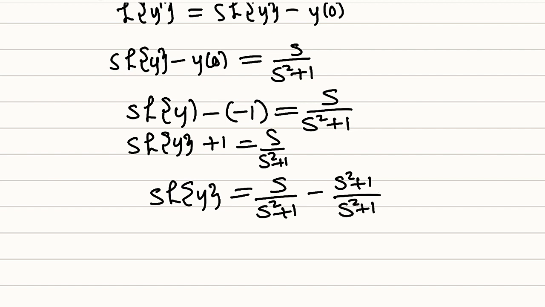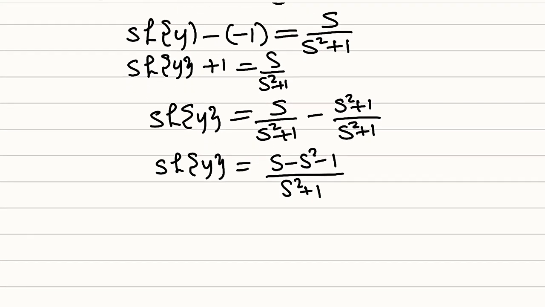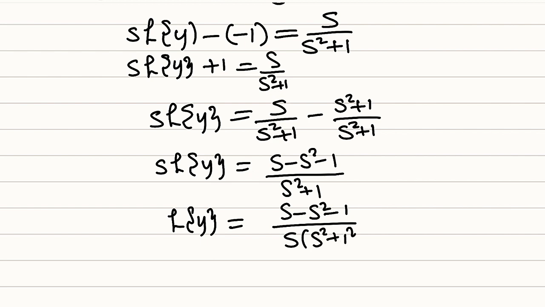Now we are free to simplify the numerator. To the left, we have s multiplied by the Laplace transform of y. This is equal to s minus s squared minus 1, because this minus will affect every term here, divided by the common denominator s squared plus 1. We need only the Laplace transform of y to the left, so we can divide both sides by s. The Laplace transform of y will now be equal to s minus s squared minus 1 divided by s multiplied by s squared plus 1.